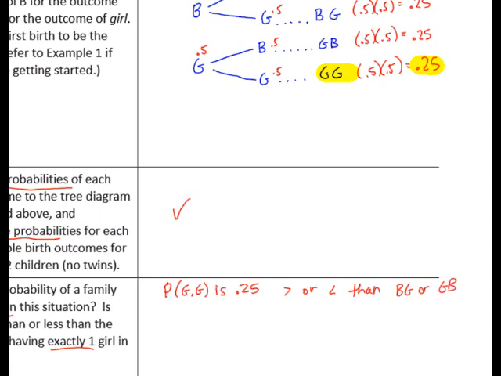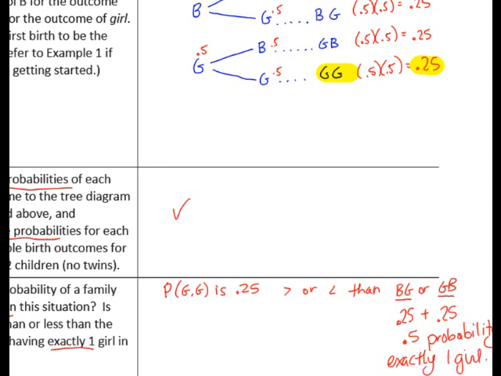Do you remember how to find that out? The probability of either this outcome or this outcome is the sum of the individual probabilities. So the probability of boy, girl is 0.25. The probability of girl, boy is 0.25. The probability that they will have exactly one girl is the sum of those two numbers. And we add that together and we get 0.5. And that is the probability, go ahead and label that, the probability of exactly one girl.